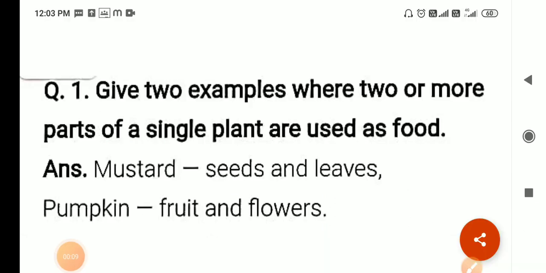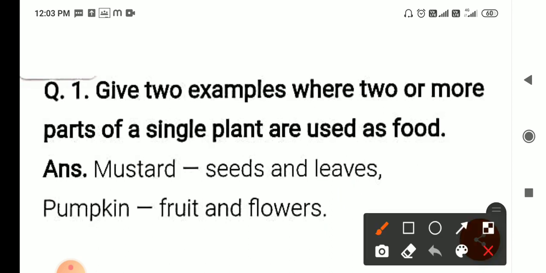Okay, then see one by one the first question. Give two examples where two or more parts of a single plant are used as food. So there are so many, and we can give the example of the mustard. In the mustard, seeds and leaves both are used. And the second example, it may be the pumpkin. In the pumpkin, fruits and flour both are used in making the dishes.